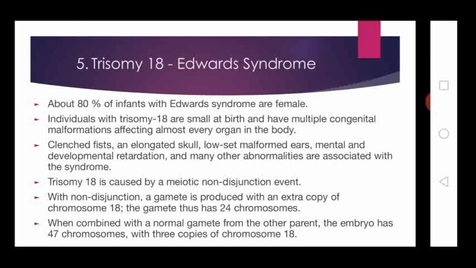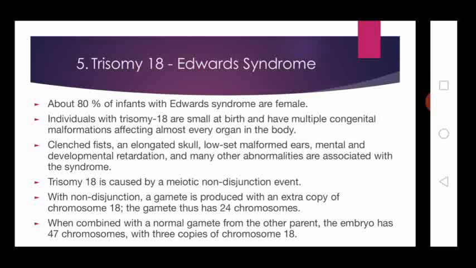Those individuals will possess an extra copy of chromosome 18, carrying 3 copies of chromosome 18. During gametogenesis you will get a haploid gamete, and a haploid gamete usually carries 23 chromosomes. Here after the non-disjunction of chromosome 18, you will get a gamete with 24 chromosomes. So when that gamete with 24 chromosomes with an extra copy of chromosome 18 fuses with a normal gamete, that will lead to production of trisomy 18 individuals.